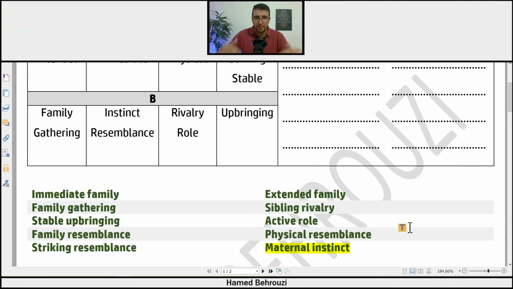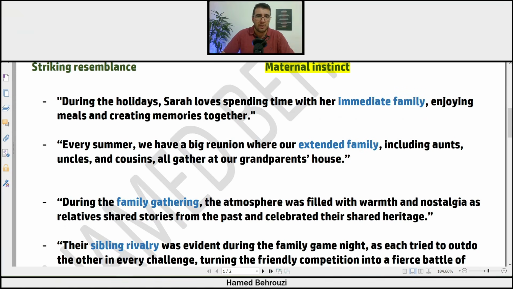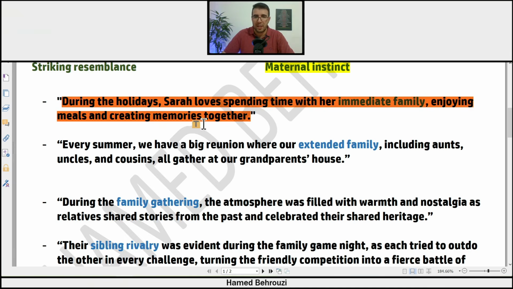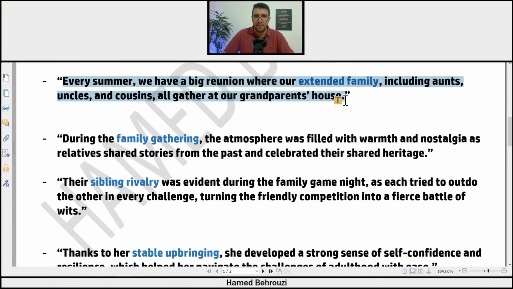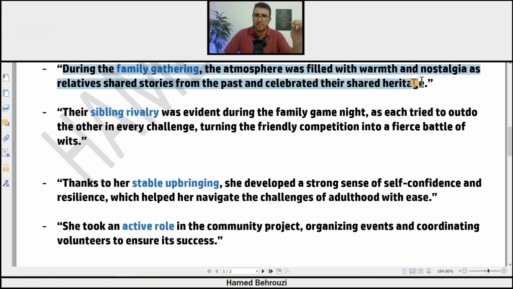So in order to spice things up a little bit, I have made sentences with these things here. I'll go through them quickly and then we will go to study the rest. The first one is for immediate family. During the holidays, Sarah loves spending time with her immediate family, enjoying meals and creating memories together. Very simple example. Every summer we have a big reunion. Reunion is like a family gathering that you have after a long time. Every summer we have a big reunion where our extended family, including aunts, uncles, and cousins, all gathered at our grandparents' house. That's simple.